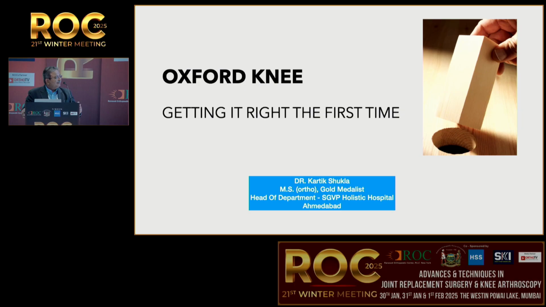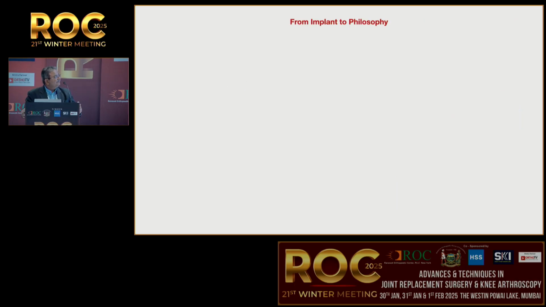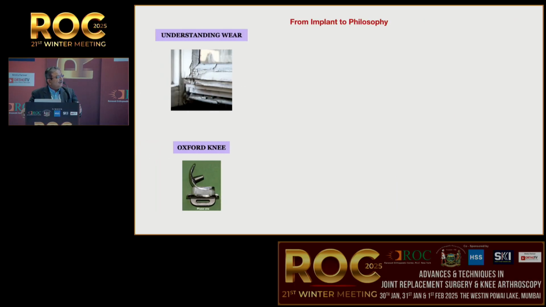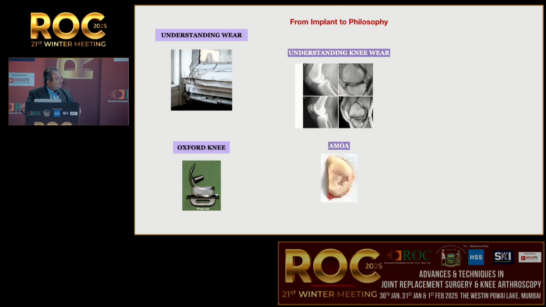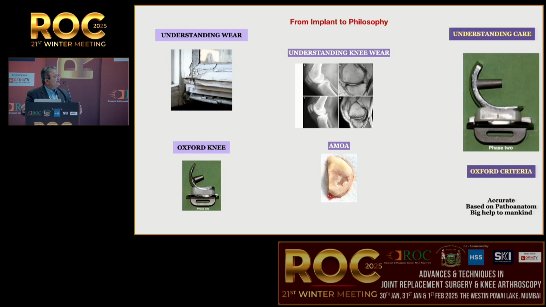So do it right, because again it's technique dependent. Oxford has evolved from understanding of wear. What is wear? That design is designed as a design against wear to start with, to reproduce the function of meniscus. Then understanding the knee wear and the word anteromedial osteoarthritis have come into the picture. There is a wonderful paper in 1991, nothing new, 91, AMOA as an entity in the knee.